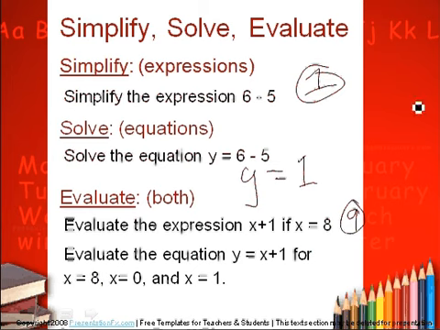And now for this, I'm going to do a little table, which will come in handy when you start to graph lines. And I'm going to use this column for my x's. And I'm going to start with 8, 0, 1. So when x is 8, what is y? Well, we did that up here. 8 plus 1 is 9, so y equals 9 here. If x is equal to 0, 0 plus 1 is 1. If x is equal to 1, 1 plus 1 is 2, y would have to be 2.